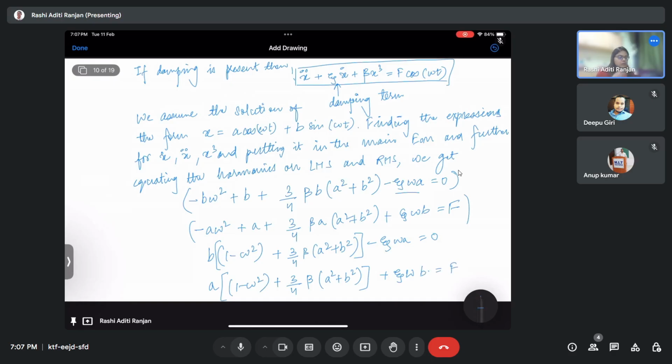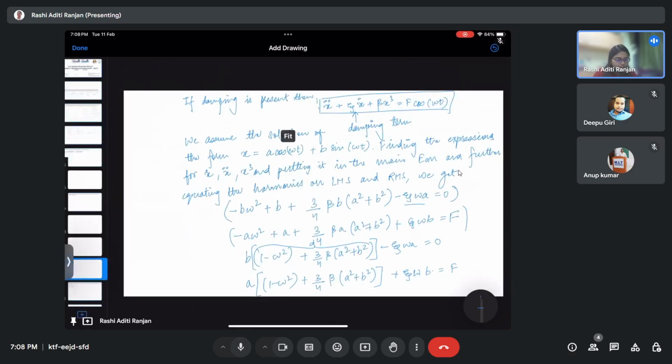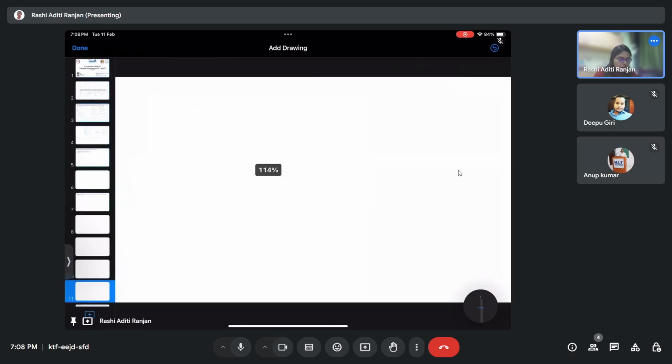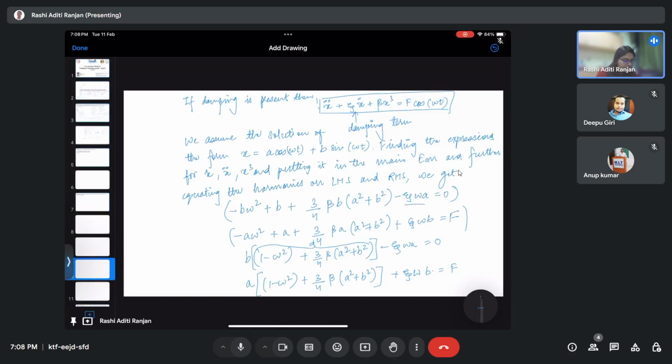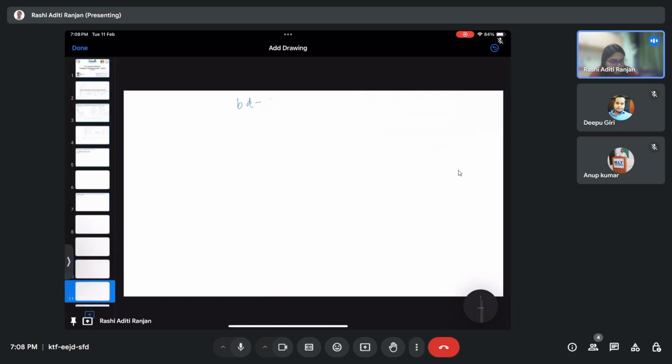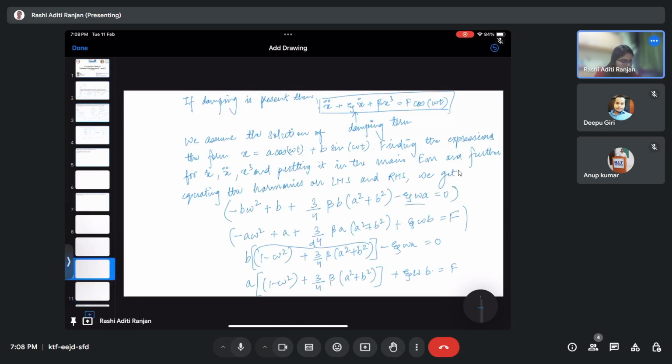Yeah, good. Okay, so we will just assume that this expression is d. Just for the simplicity of calculation, we will assume that this is d. Okay, so my equation will become simpler now. I'll have b into d minus epsilon omega a is equal to 0, and a into d.